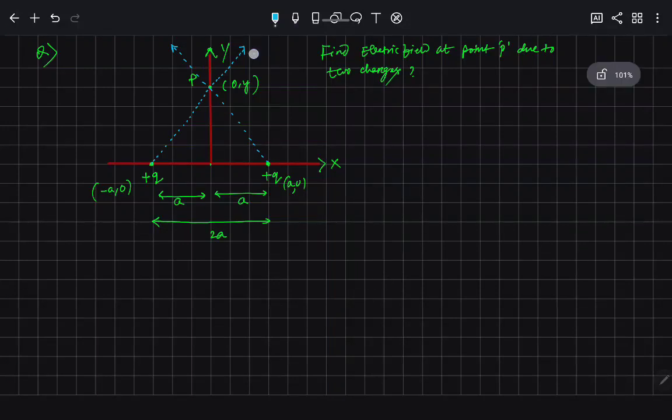Now tell me, how much will this electric field be? I am writing the magnitude here. You will say that this is Q charge, and if I know this distance, then I can find it out. So if this is y, this distance will be the square root of y square plus a square. Clear?